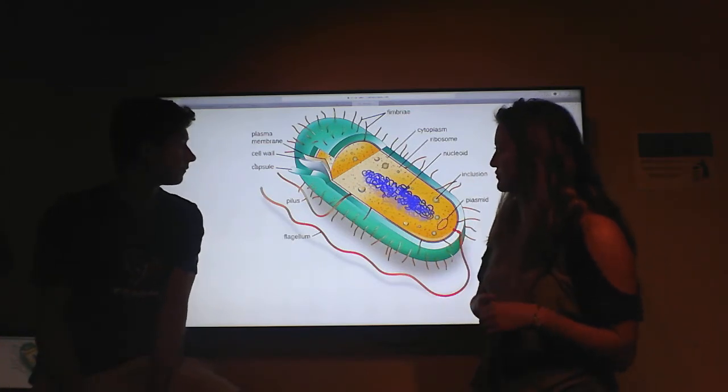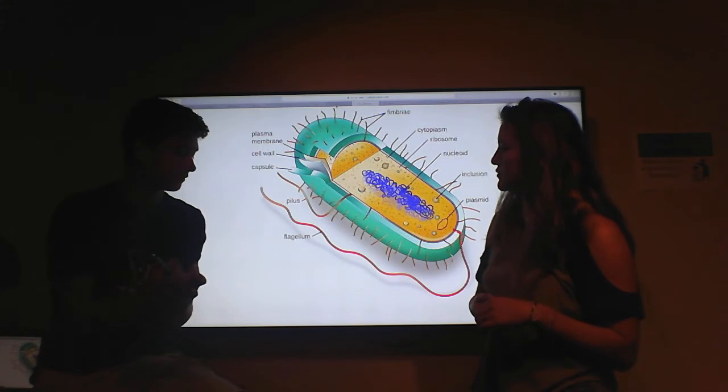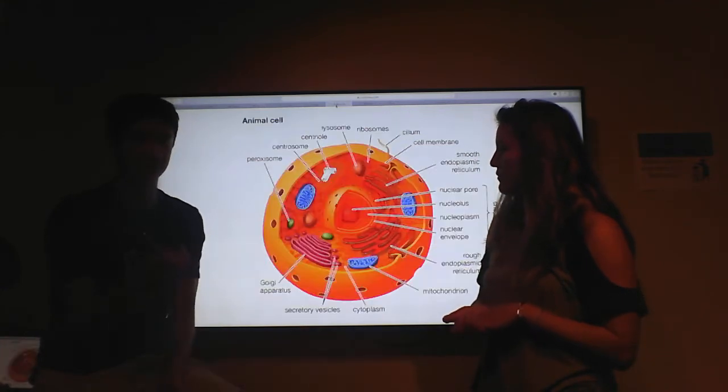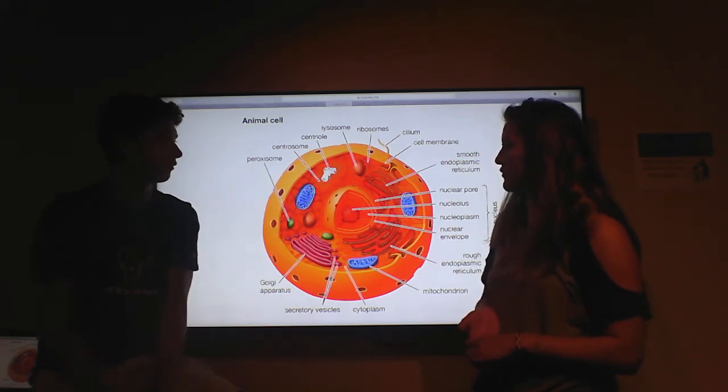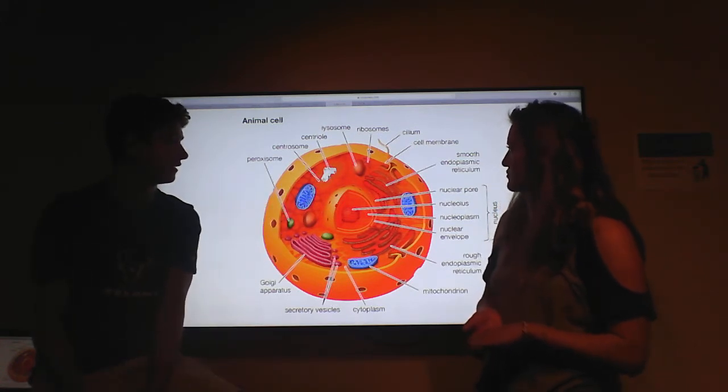So going back to the cilia, where cilia is usually produced from is the centrioles. They're in charge of producing cilia, which are then spread throughout the whole exterior of the cell.